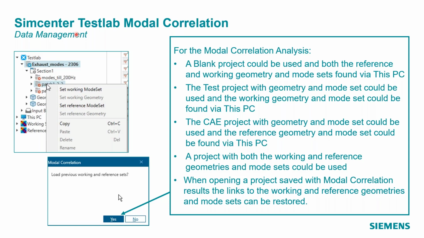And then if I save a project, it may look blank, but when you go back to modal correlation, it's asking you to open the links to the working and reference geometries, and then it loads both geometries, both mode sets, and brings up the MAC calculation automatically. So I'll show that as well.